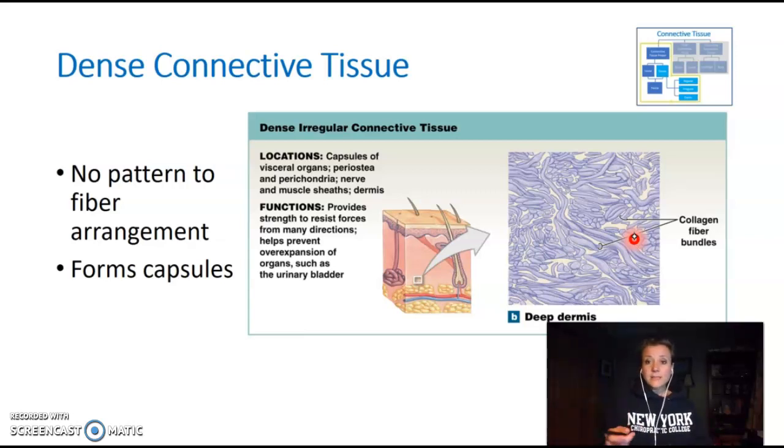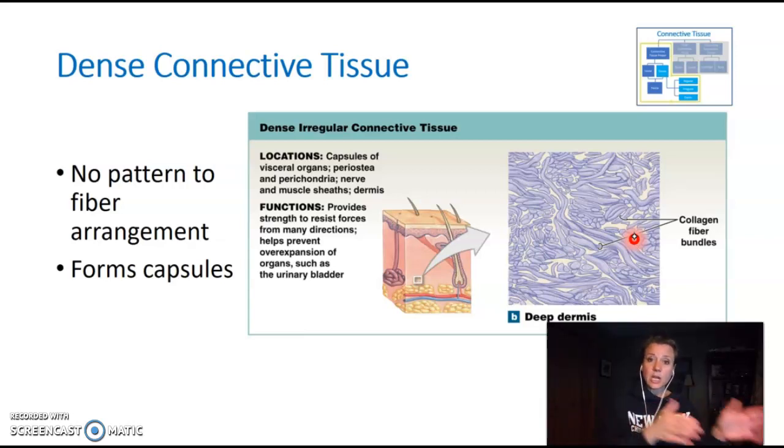And so because they're not all lined up in one way, dense irregular connective tissue is able to be pulled and twisted in multiple directions. So it's going to be able to withstand stress from a multitude of directions. The dense irregular connective tissue is what makes up capsules that form around our visceral organs, the organs that are found in our abdominopelvic cavity. And they're also going to form nerve and muscle sheaths.